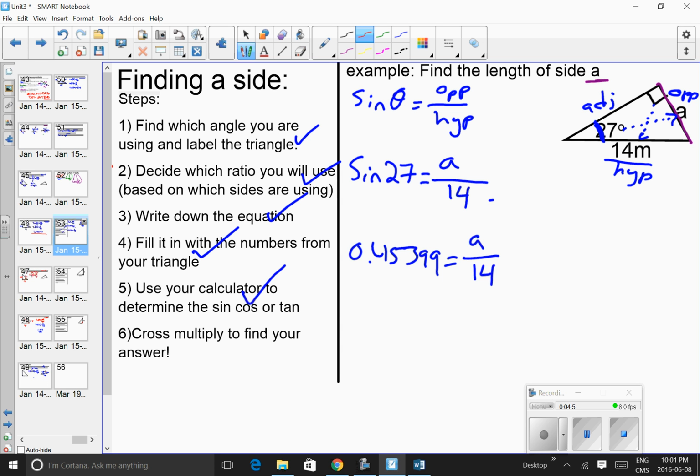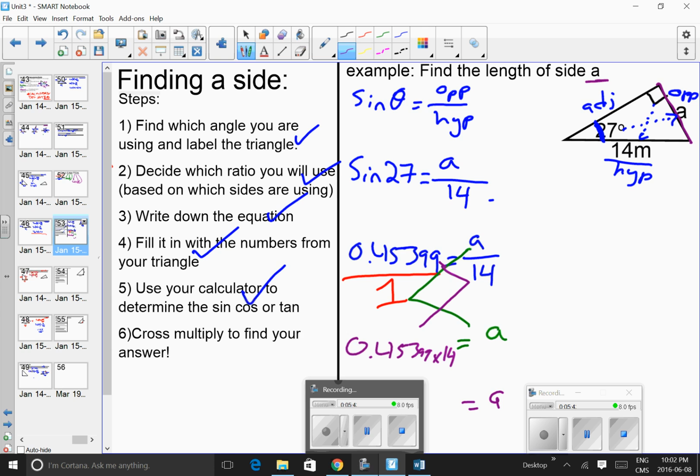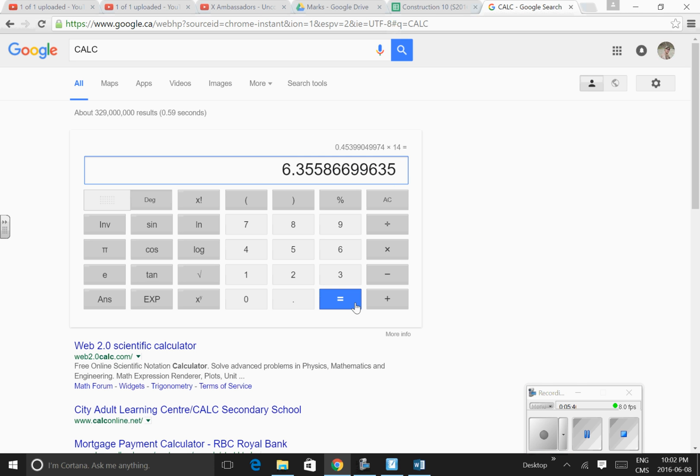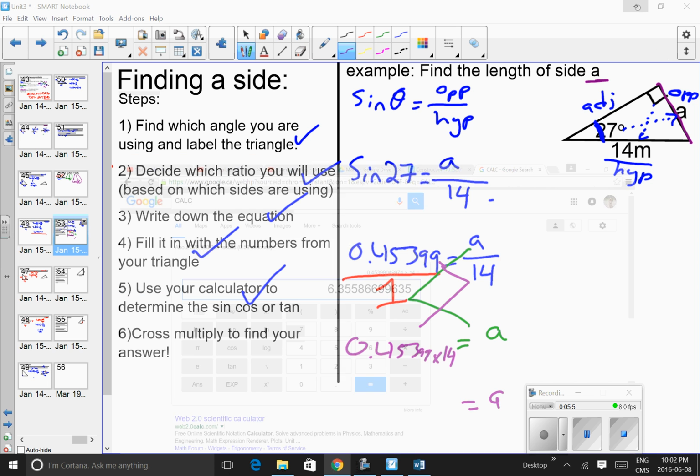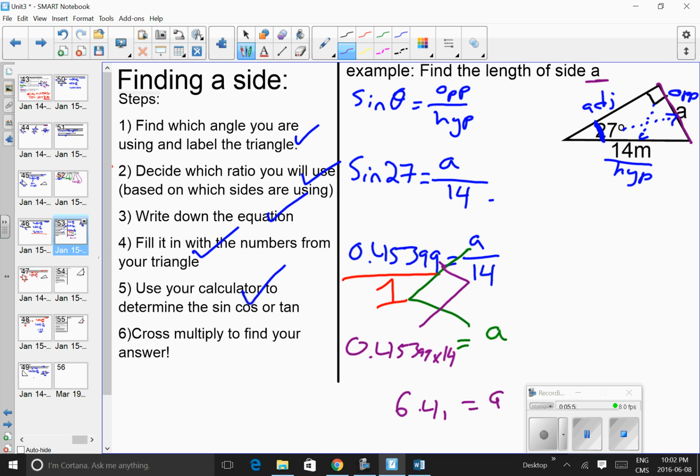Right, so I'll show you 2 different ways from this step. You can cross multiply, and in order to cross multiply, you need two fractions. So I've got a fraction over here. To make this into a fraction, you can just put it over 1. That's allowed. It doesn't change the number. So now when I'm cross multiplying, the top of one side times the bottom of the other goes over here. So that's A times 1, which is just A by itself. Now the top of the other side times the bottom of the first side goes over here: 0.45399 times 14. And that'll equal A. So now I just punch that into my calculator, and I'll know what A equals. Bam. Let's round it up to 6.4. Because those are in meters, so is this. That's my answer.